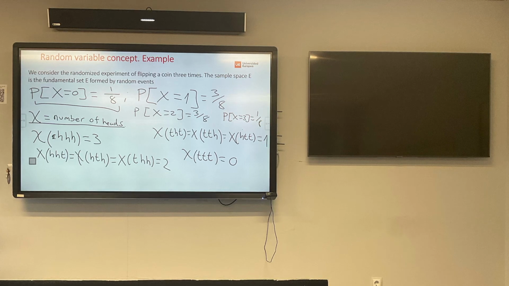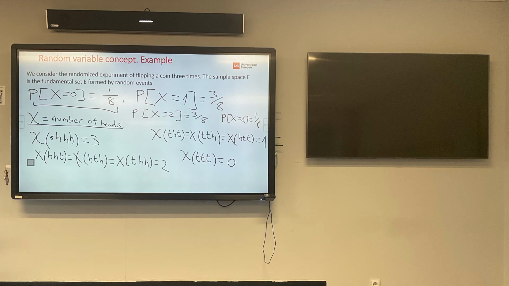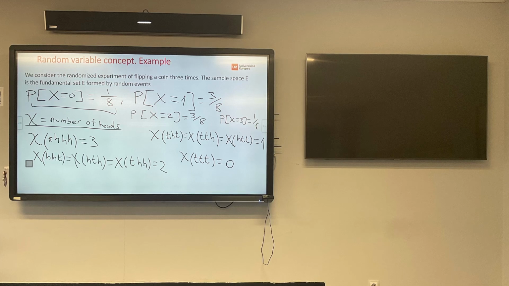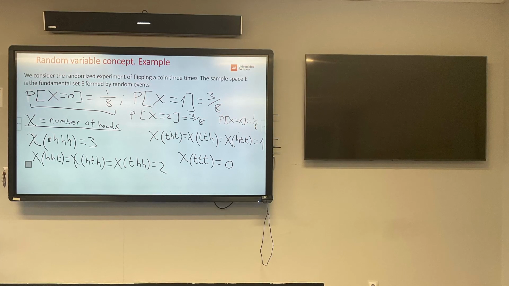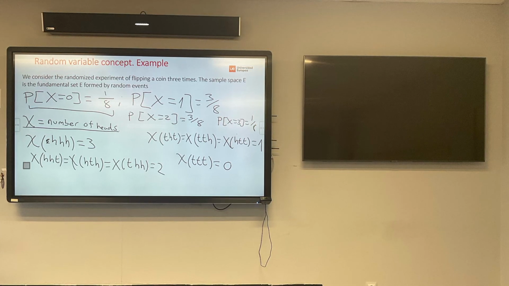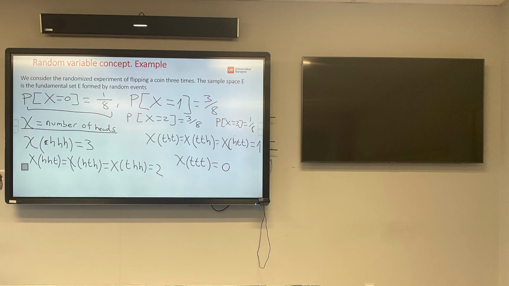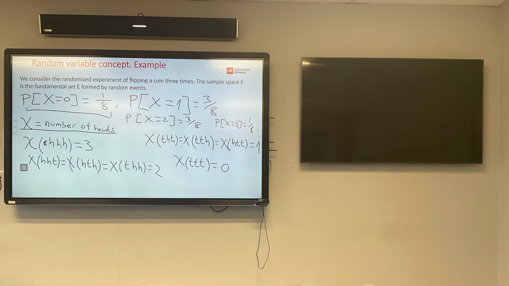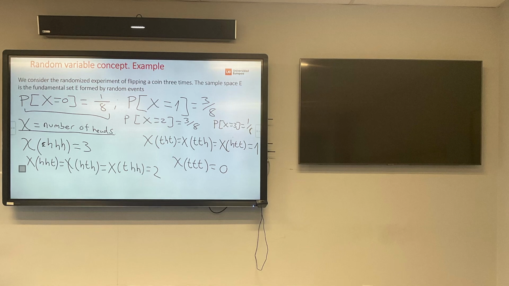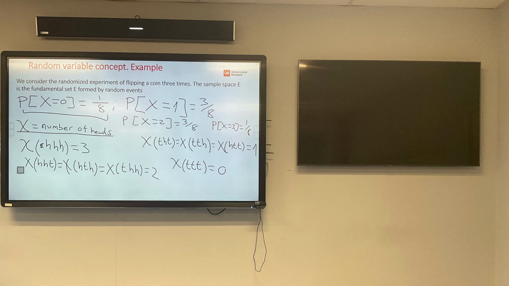Okay. Which is 1 over 8. It's the same, okay? Here we have used the Laplace rule, the favorable cases over all the possible cases. And here we have used the probability of the intersection, okay? But it's the same.